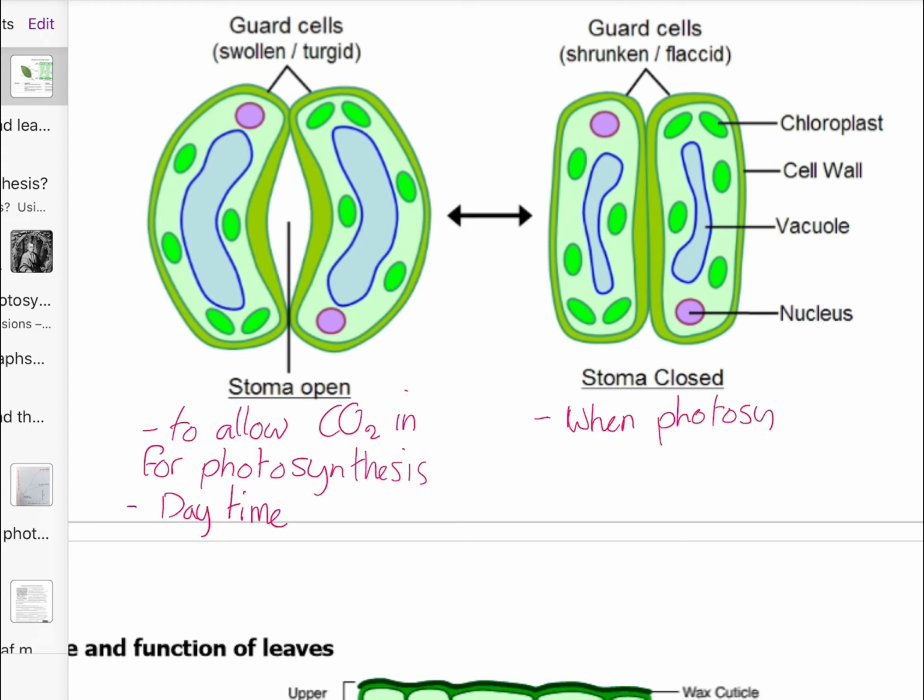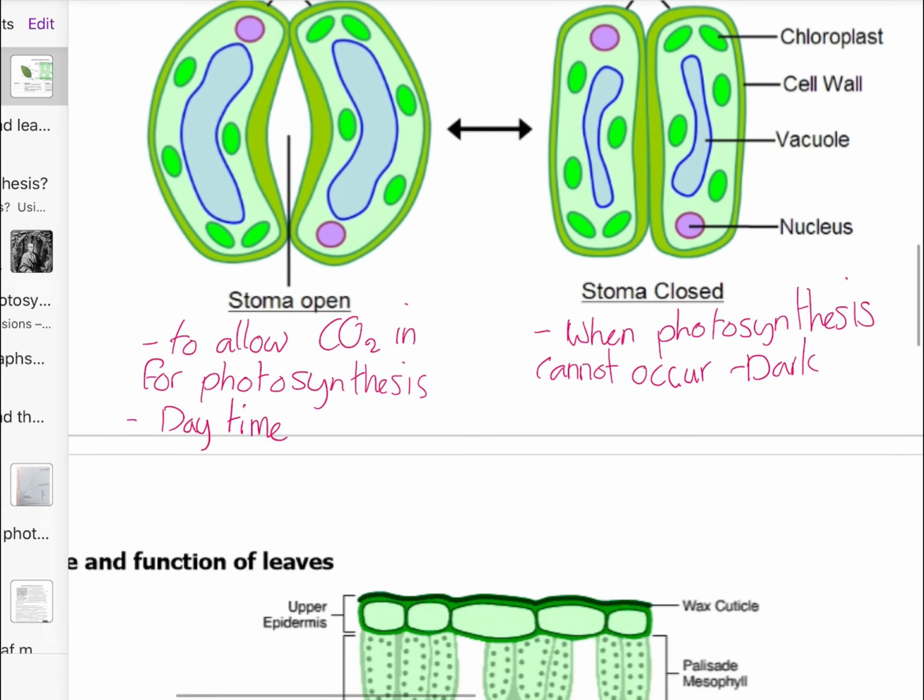When photosynthesis can't occur, such as when it is too dark, we would see instead the stomata being closed, and so the guard cells in this closed position. The primary function for this closure is to prevent excess water loss.